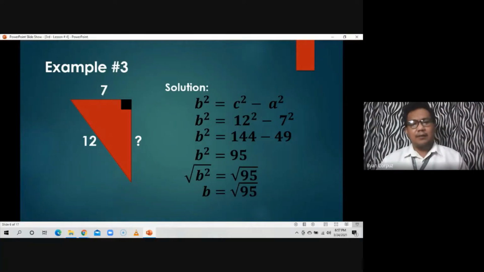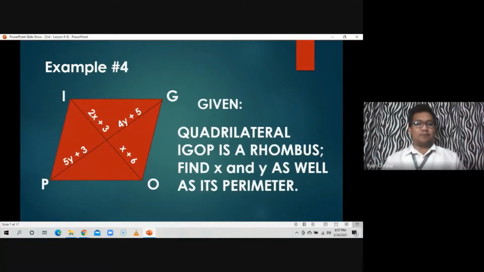Now, saan natin magagamit yung Pythagorean Theorem when there is a given quadrilateral? So, let's have this example. Example number 4, the given is quadrilateral IGOP is a rhombus. Find x and y as well as its perimeter. So we are going to find the value of x and the value of y together with its perimeter.